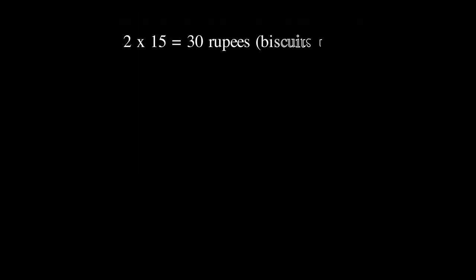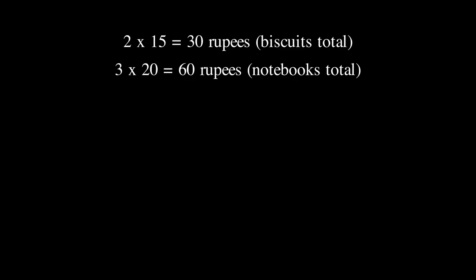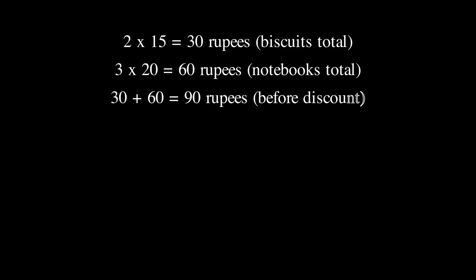Let's redo our store bill with this sensible order. 2 packets of biscuits at 15 rupees each comes to 30 rupees. 3 notebooks at 20 rupees each comes to 60 rupees. Now add those 2 item totals together. 30 rupees plus 60 rupees is 90 rupees for everything before the discount. Subtract the 10 rupee discount. 90 minus 10 is 80 rupees, the real total bill.